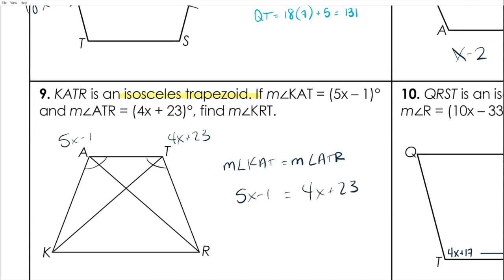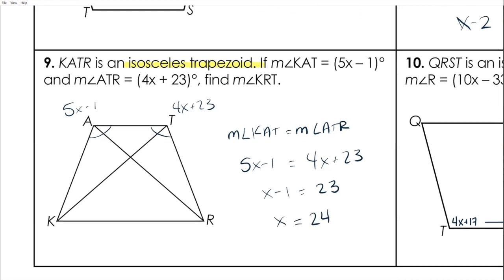Variable on both sides, so we move that variable first. So x minus 1 is 23. And then we're going to add 1 to figure out that x is 24. But it wanted the angle measure of KRT, so that's this guy down here. So what I'm going to do is substitute that 24 up here to figure out what this angle is.